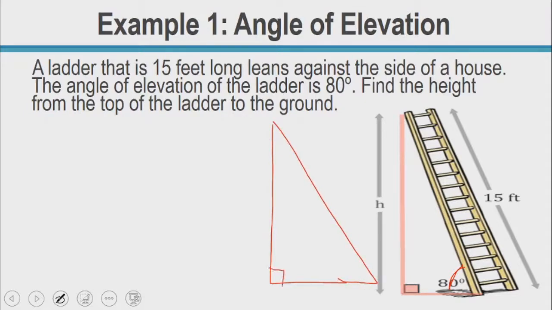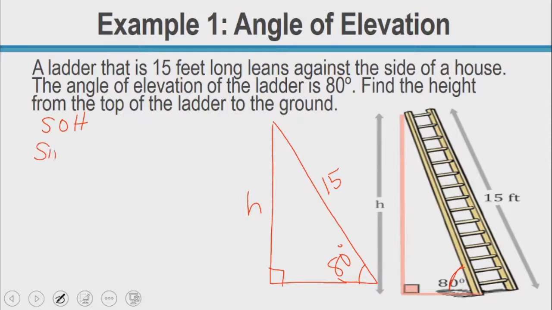So we have that's our right angle. This is the angle of elevation, which is 80 degrees in this case. And this is the hypotenuse, which is 15 feet. We are looking for the side that is opposite to the angle of elevation. To remind you about our basic trigonometric ratios, whenever we have the opposite and hypotenuse, the sine should come to your mind. So it is SOH CAH TOA. In this case, we are going to apply the SOH.